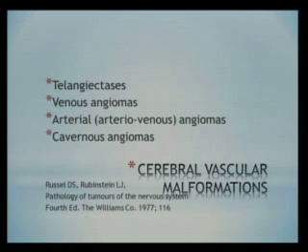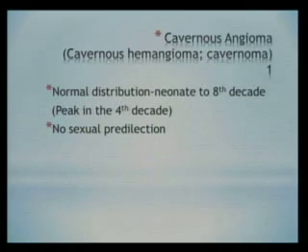So this is according to the work by Russell and Rubenstein in the 70s. There are four cerebral vascular malformations: telangiectasis, venous angiomas, AV malformations, and cavernous angiomas.